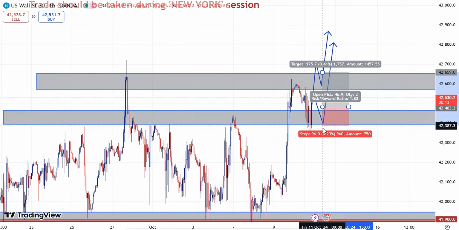Targeting a minimum of 100 pips. Then when price gets to 1:1 or 1:2, move your stop loss to break even and trail while you capitalize fully on the movement of the market. Why do I say trail?